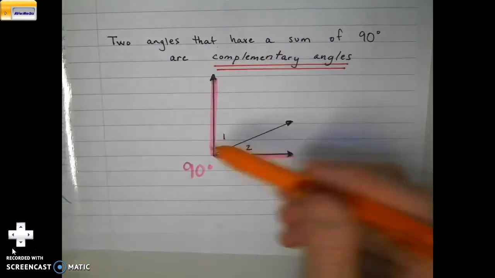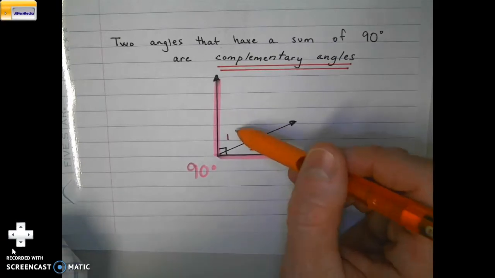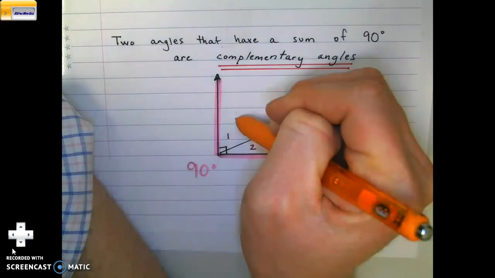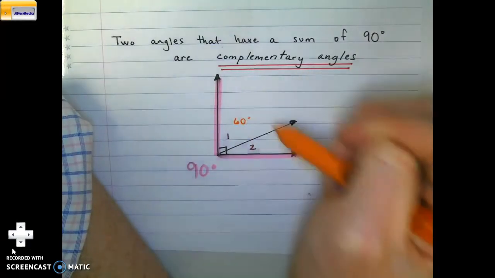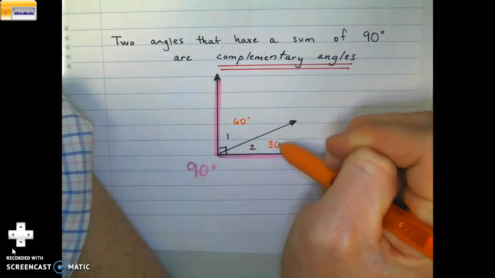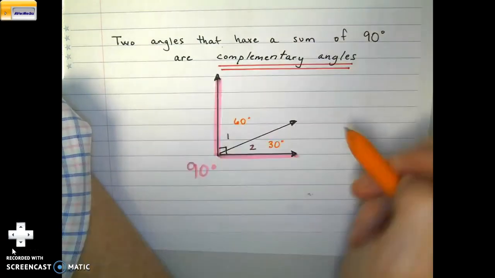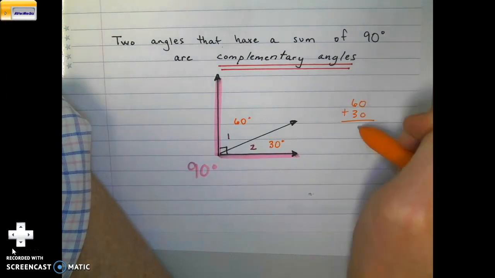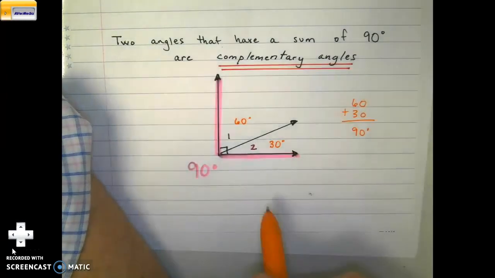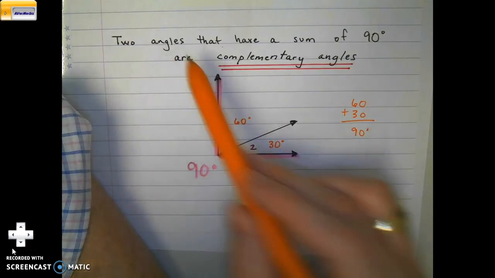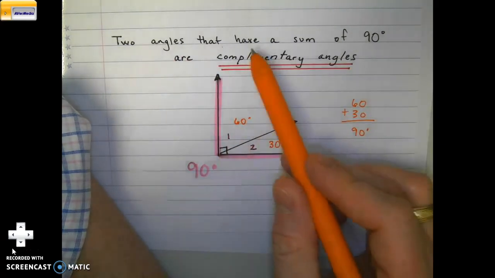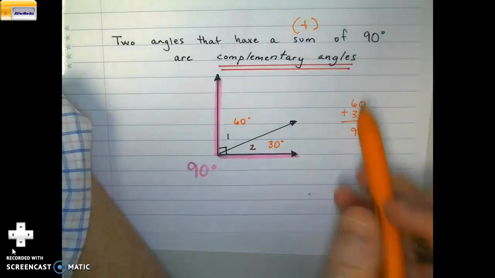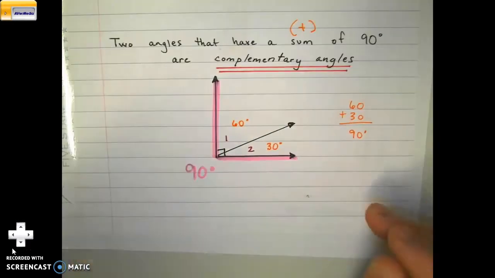Now what you have is two angles that are formed. Here's angle 1 and here's angle 2. So let's say angle 1 equals 60 degrees and angle 2 equals 30 degrees. I'm trying to keep this pretty easy. Well, if you take 60 plus 30, you're going to get 90 degrees. Two angles, like angle 1 and angle 2, if they have a sum, which means to add, of 90 degrees, they're complementary angles.